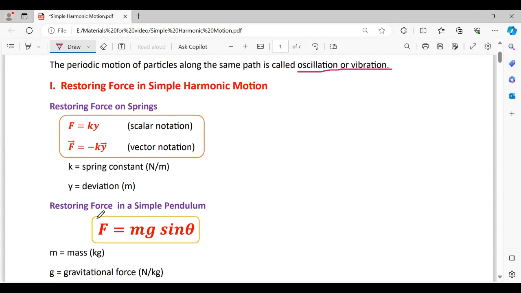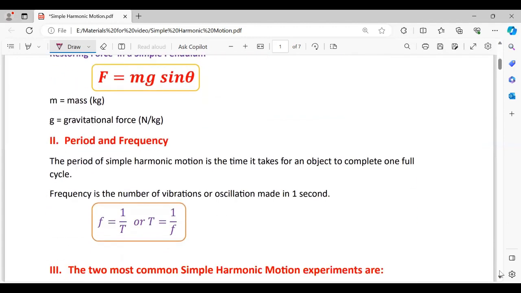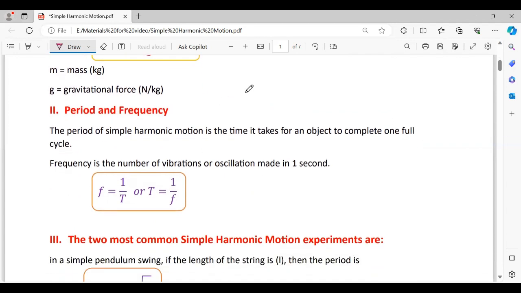And then for the restoring force in a simple pendulum, the formula is F equals mg sine theta, where m is mass with unit kilograms, and g is gravitational acceleration with unit Newton per kilogram. As you know, for the Earth, gravity is of course 10 Newton per kilogram or 9.8 Newton per kilogram.